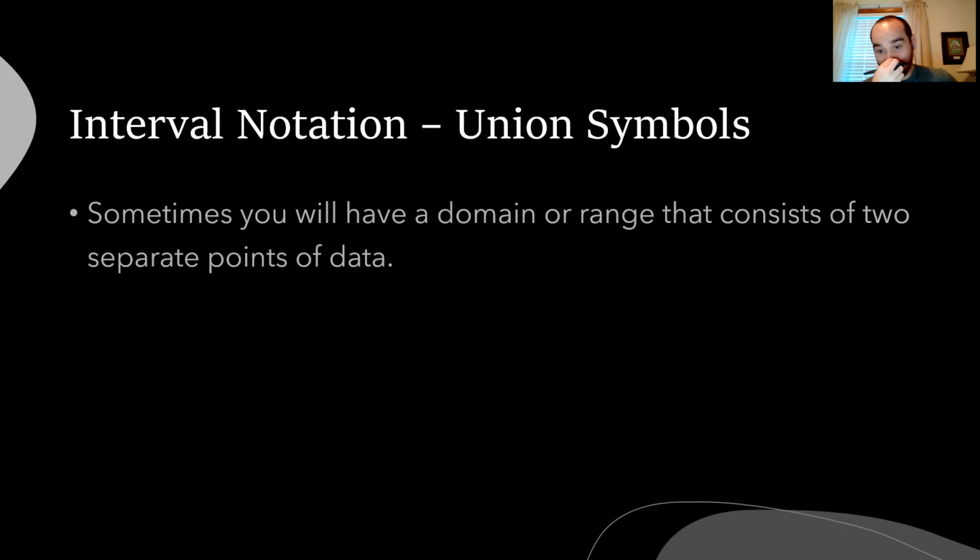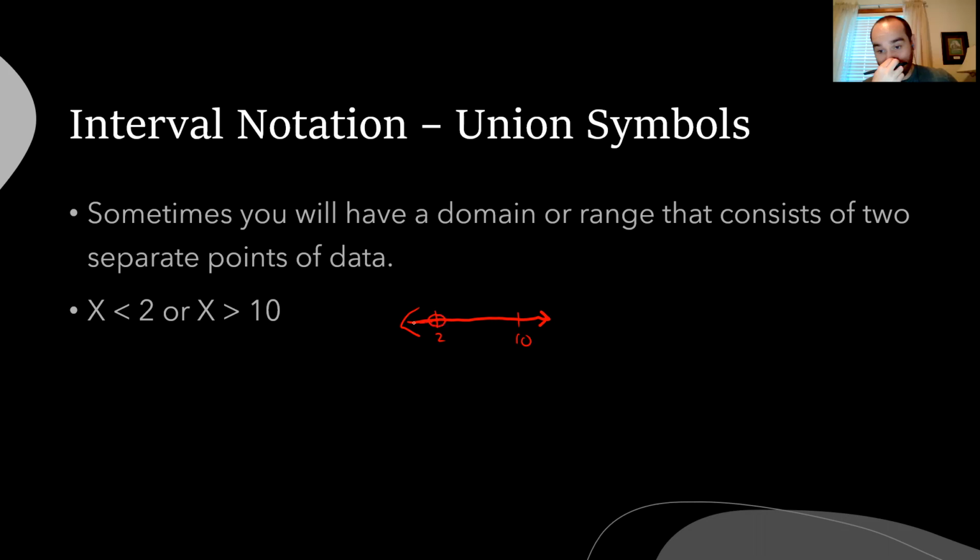Last thing with interval notation that we need to know is something called union symbols. So basically, when you have a domain or range that consists of two separate points or two separate ranges of data, you're going to be using union symbols. So something like this, when it says x is either less than 2 or greater than 10, right? So if we had this on a number line, like this, and let's say 2 was here and 10 was here, and there'd be numbers in between, but we don't really care about those right now.